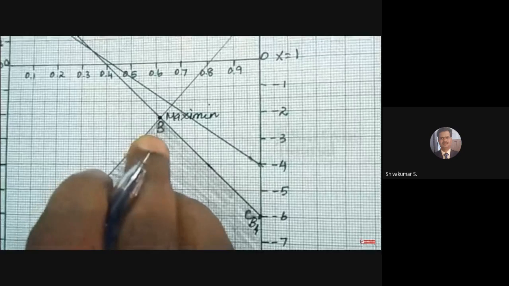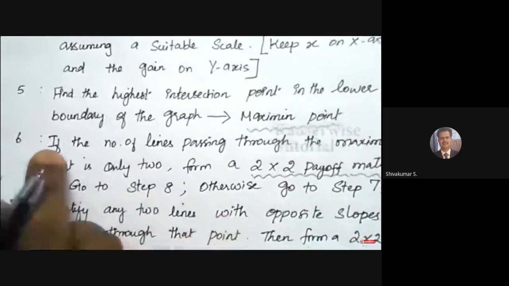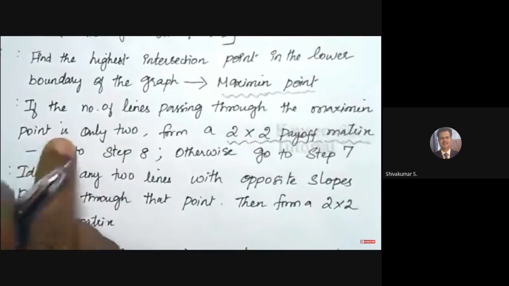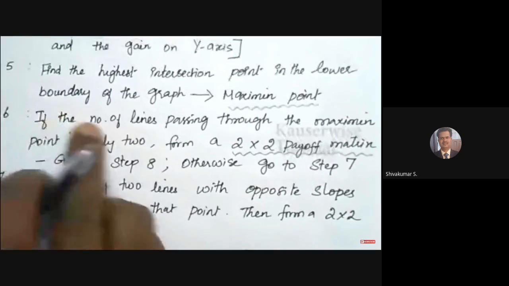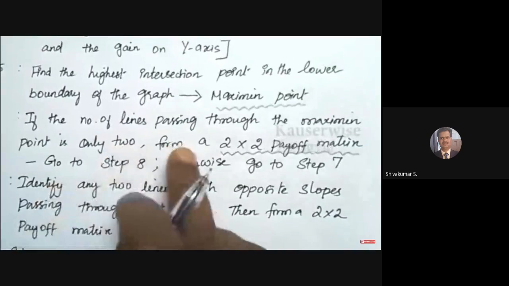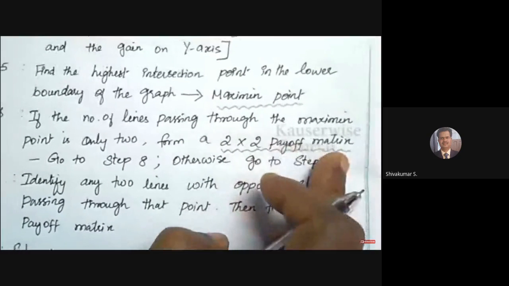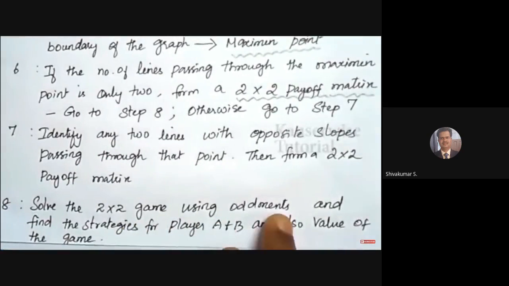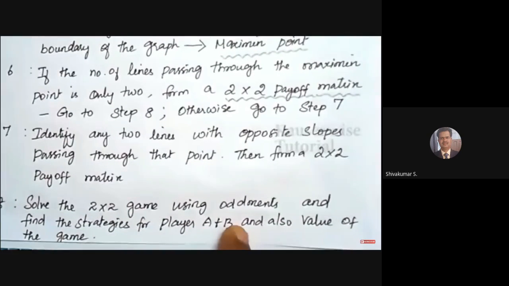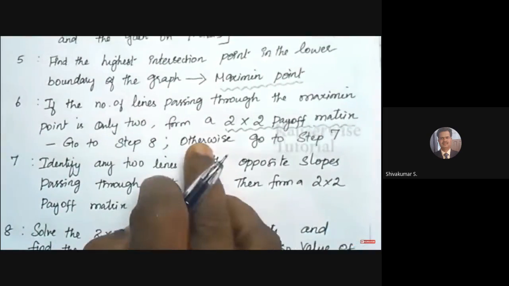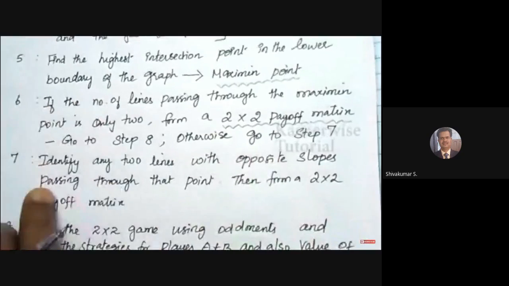Now see the algorithm. After finding the maximum point, the next step is to check if the number of lines passing through the maximum point is only 2. Again I repeat, if the number of lines passing through the maximum point is only 2, form a 2 by 2 matrix and go to step 8. That is, you can solve the problem by using oddments and find the strategies for players A and B and also the value of the game. This will be the final solution. If you couldn't find only 2 lines, then you have to go to the 7th step.